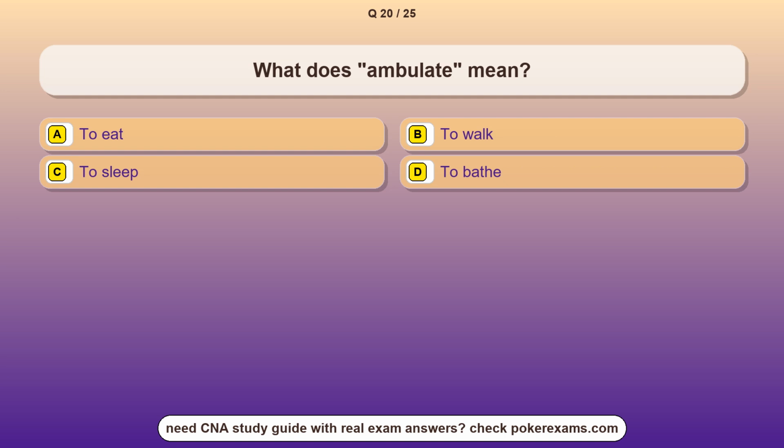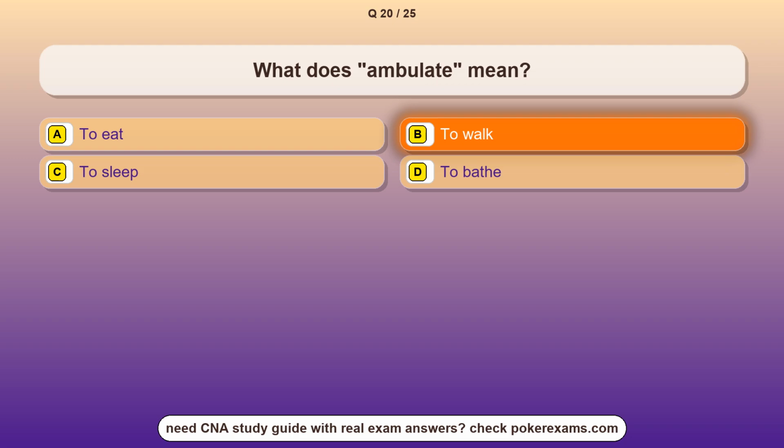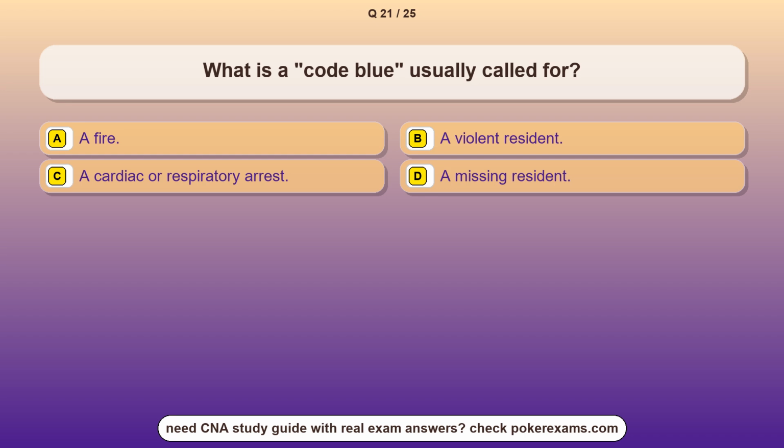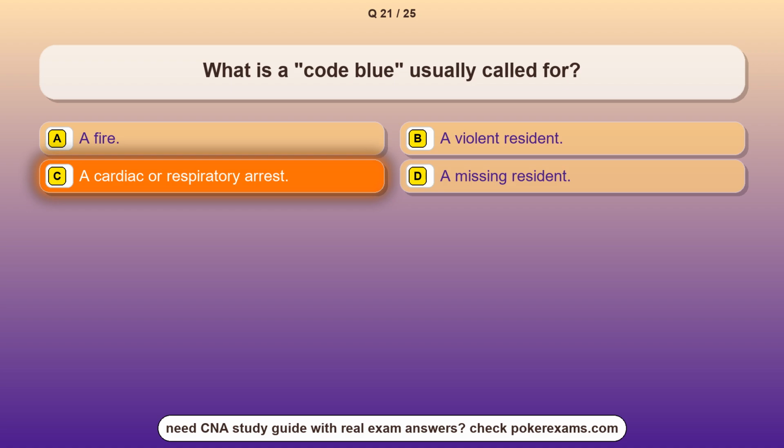Question 20. What does ambulate mean? Option A, to eat. Option B, to walk. Option C, to sleep. Option D, to bathe. The correct answer is option B, to walk. Question 21. What is a code blue usually called for? Option A, a fire. Option B, a violent resident. Option C, a cardiac or respiratory arrest. Option D, a missing resident. The correct answer is option C, a cardiac or respiratory arrest.